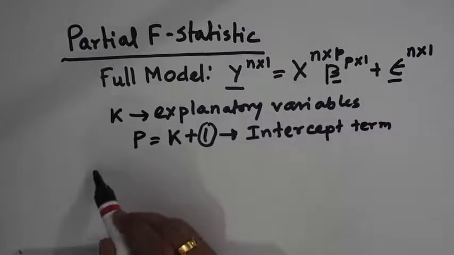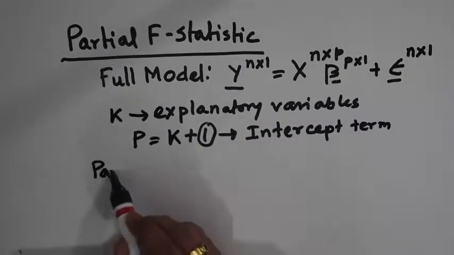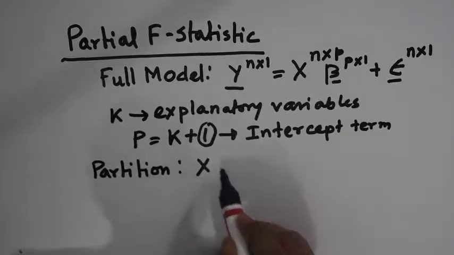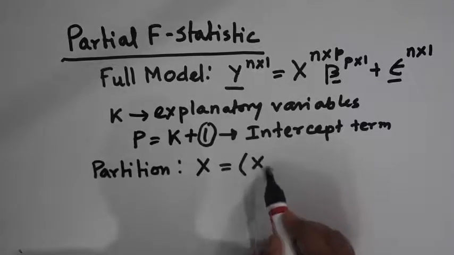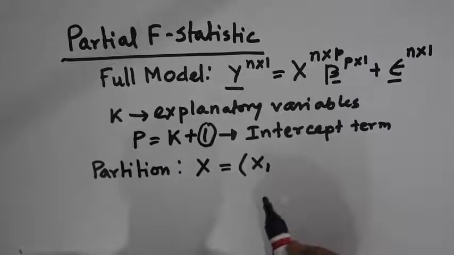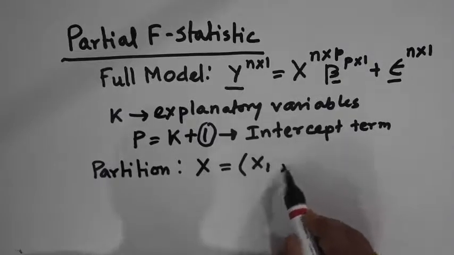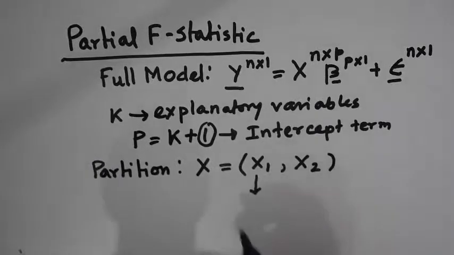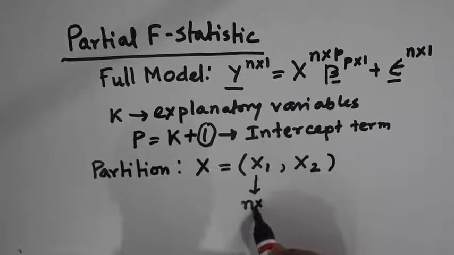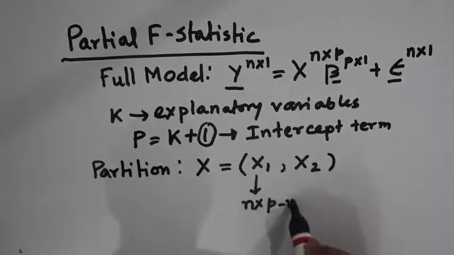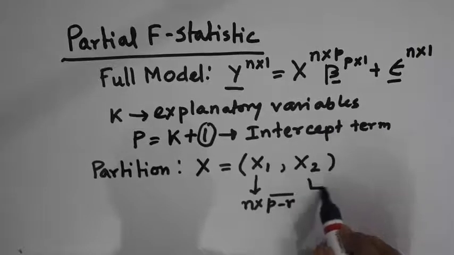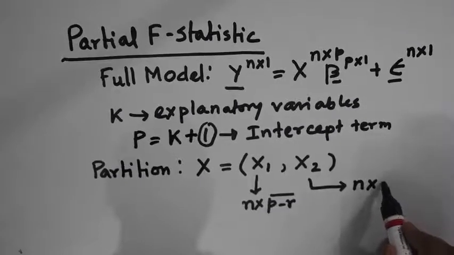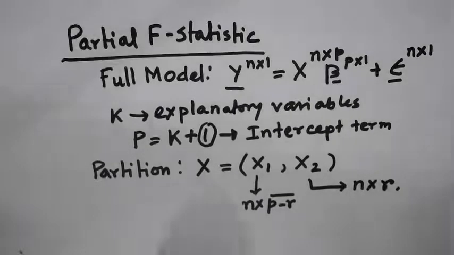Now we partition the X matrix as X1, X2, where the order of X1 is n cross p minus r and the order of X2 is n cross r.